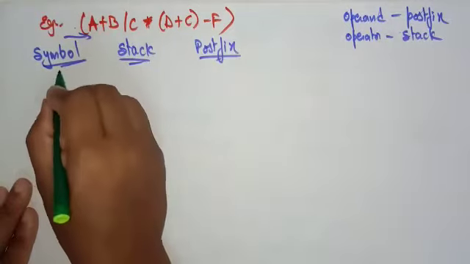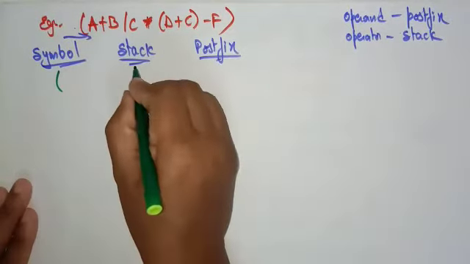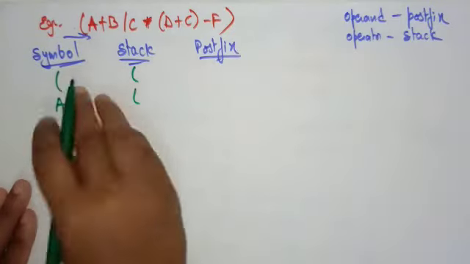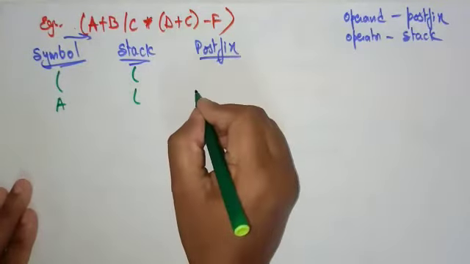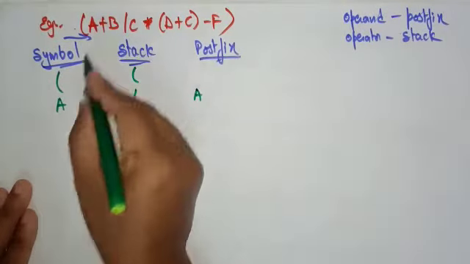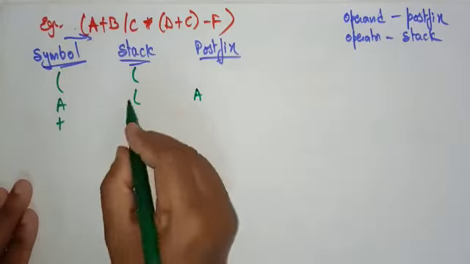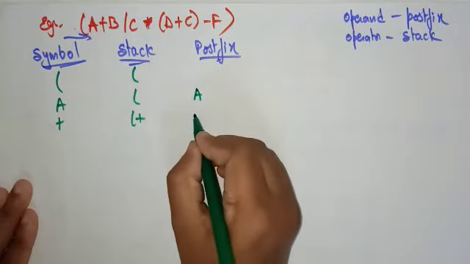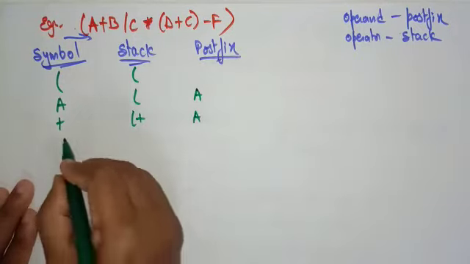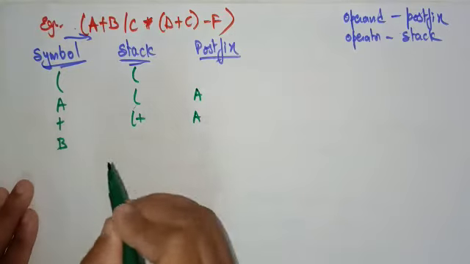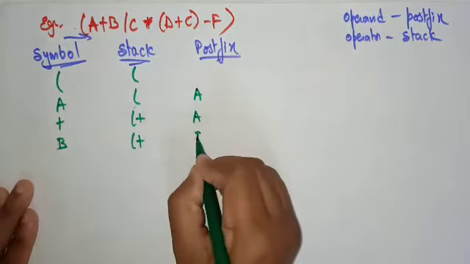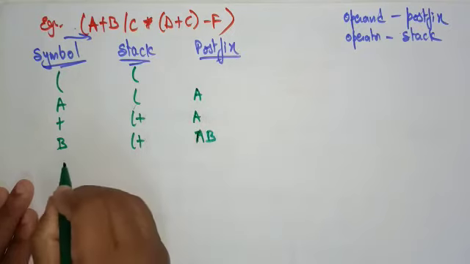First is the left parenthesis. This is an operator, place it on the stack. Next is A. A is an operand, place it on the postfix expression. Next symbol is plus. Plus is an operator, place it on the top of the stack. Next B. B is an operand, place it on the postfix expression. So this is A, B.